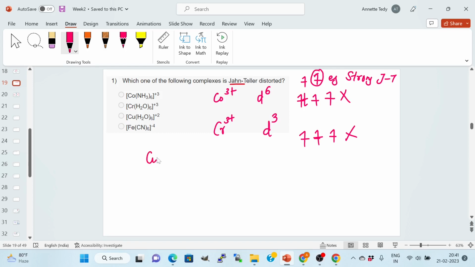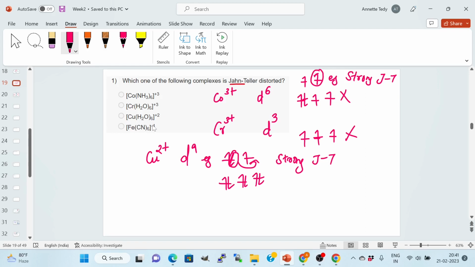Now you look at copper 2 plus. Copper 2 plus has d9 electrons. 1, 2, 3, 4, 5, 6, 7, 8, 9. Here this up-spin electron can go here, right? Because of this, here we have strong Jahn-Teller distortion. Strong because it is this unpaired electron, and this electron is in the EG. Whenever this kind of interaction is happening in EG, that is strong. Whenever it is happening in T2G, it is weak.